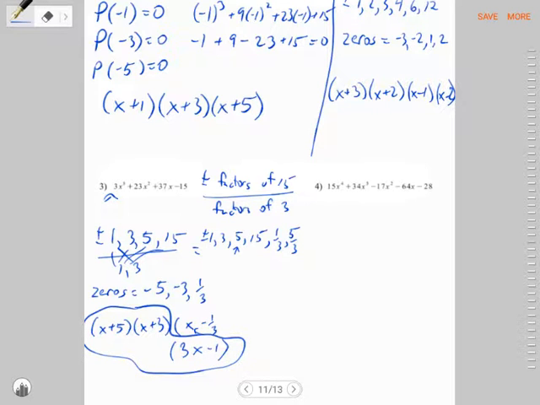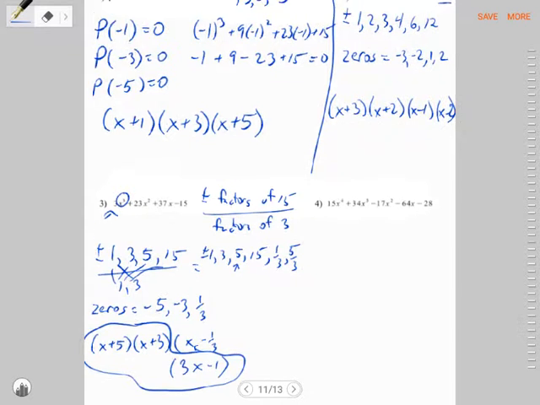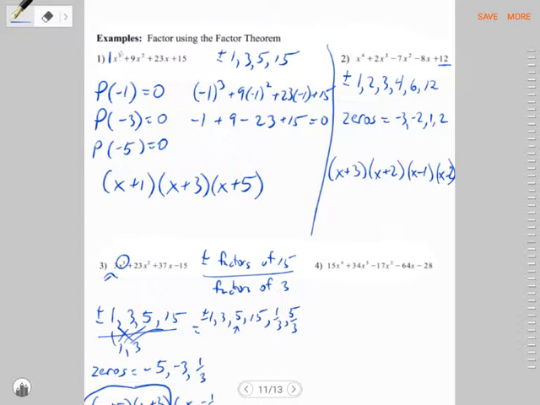Sorry, guys, one thing I didn't mention. You can tell how many zeros you're looking for by the degree of the function. So for number 3, I'm looking for 3 zeros. If we have a look at the first one, I was looking for 3 zeros, and there were 3 factors. The second one, I'm looking for 4, and we go from there.